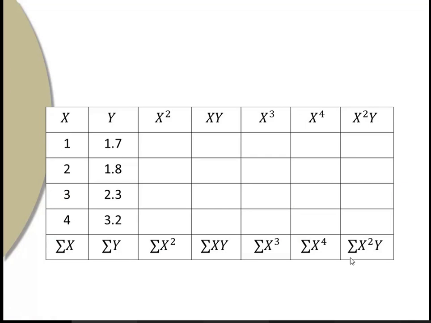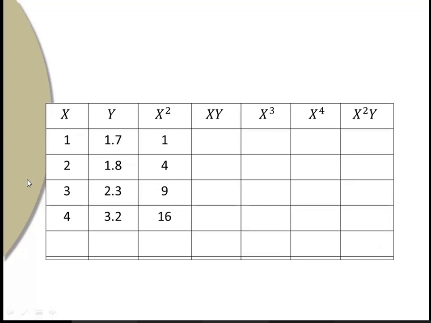Take the square of each x term, that gives us x square: 1 square is 1, 2 square is 4, 3 square is 9, 16. Then x into y: 1 into 1.7, 2 into 1.8, 3 into 2.3, 4 into 3.2. That will be x into y. X cube, you can directly take the cube of these terms: 1 cube, 2 cube, 3 cube, 4 cube.